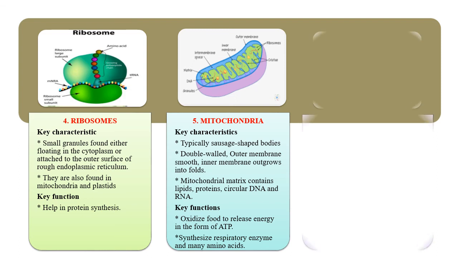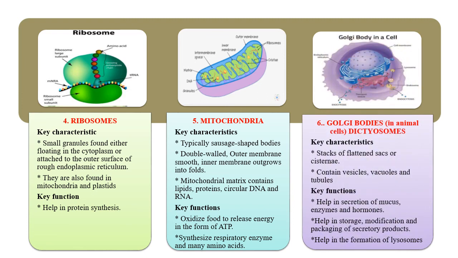Golgi bodies in animal cells and dictyosomes in plant cells. Key characteristics. Stacks of flattened sacs or cisternae. Contain vesicles, vacuoles and tubules. Key functions. Help in secretion of mucus, enzymes and hormones. Help in storage, modification and packaging of secretory products. Help in formation of lysosomes.